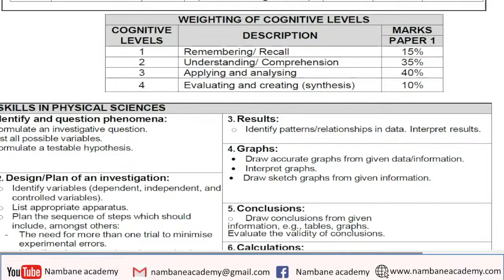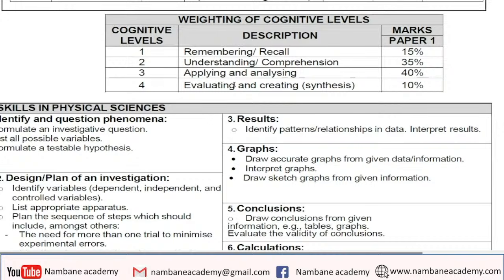And then we have applications and analysis, with a percentage close to 40%. We are talking about 60 marks out of 150, maybe 50, 52, 53 marks of the paper. And then we have evaluating and creating, which is 10% out of 150. That is about 15 marks of the paper, which we refer to as high order questions.